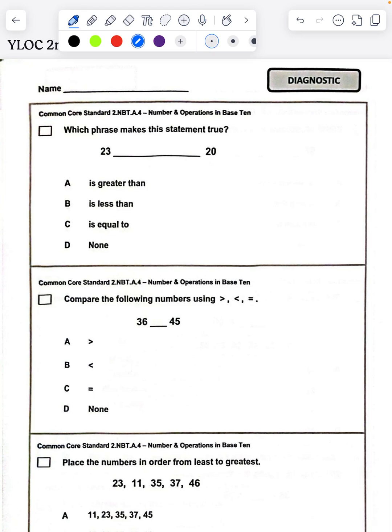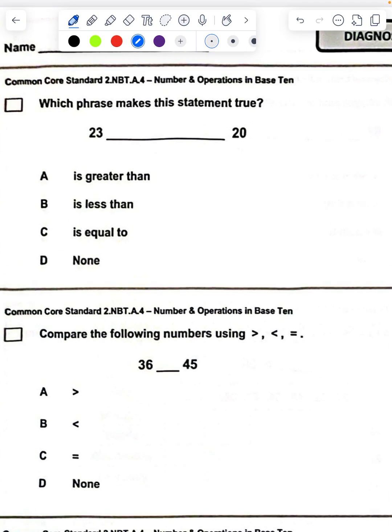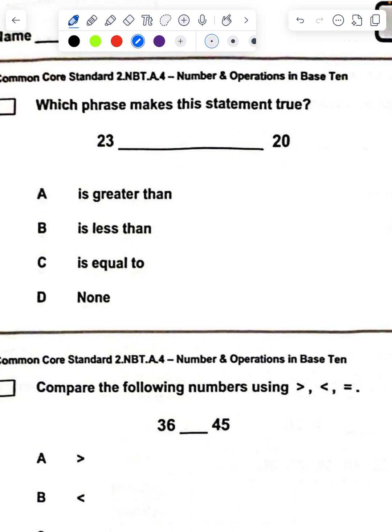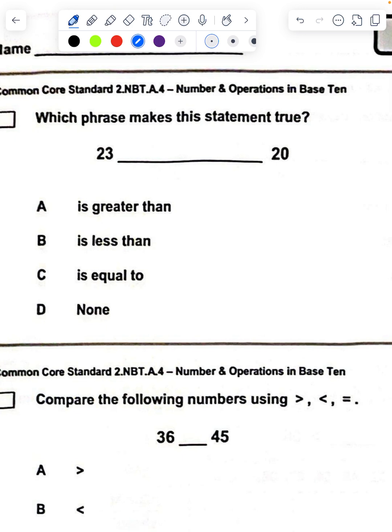So the first question they ask is, which phrase makes this statement true? So 23 is what, then 20? So we know that 23 is bigger than 20. So the alligator will open this way, and this means that it's greater than. So it would be A.